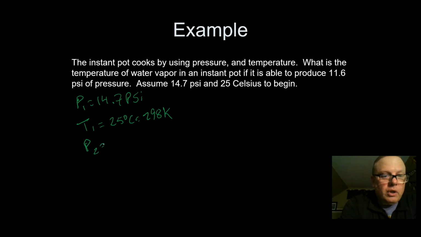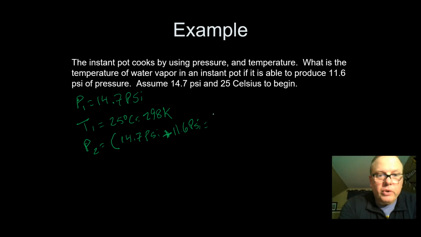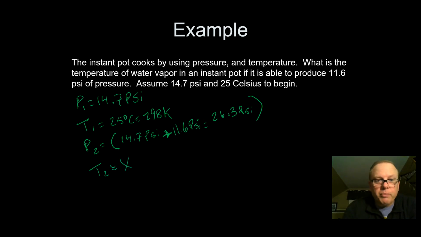P2. Now, P2 is going to be a combination of things here. The situation in the Instant Pot started at 14.7 PSI, and then we added to it 11.6 PSI. And so that's going to give us a total pressure in this Instant Pot of 26.3 PSI. And then T2 is the X that we're trying to find. So there's our information there.